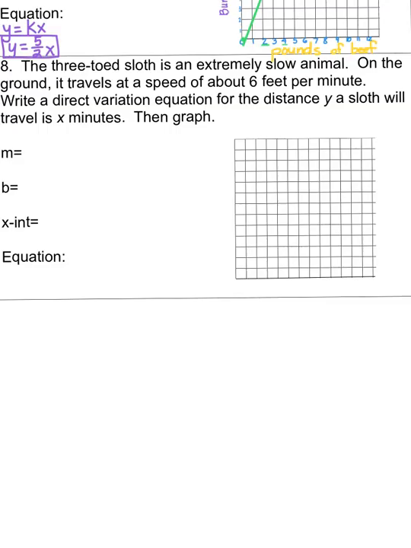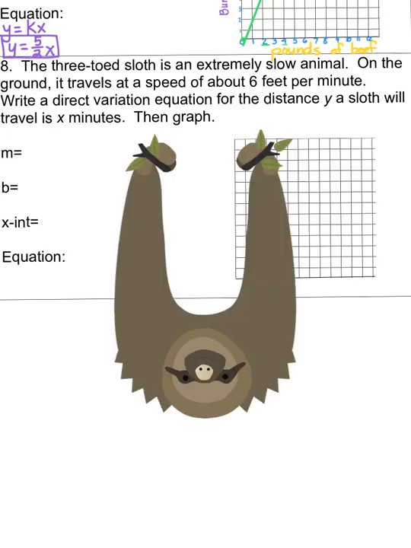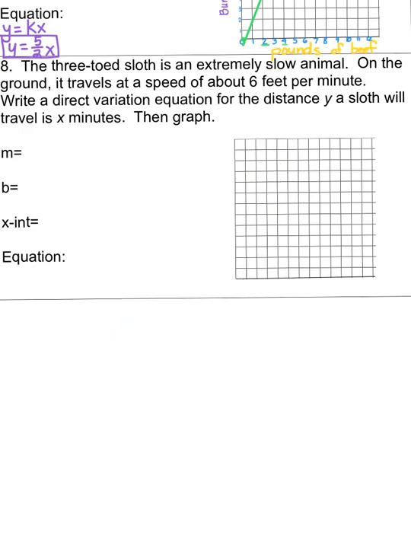The three-toed sloth is an extremely slow animal. On the ground, it travels at a speed of about 6 feet per minute. Write a direct variation equation for the distance y a sloth will travel in x minutes. Then graph. Let's begin with the slope.